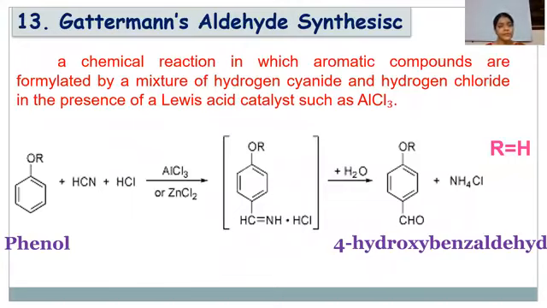Next aldehyde synthesis is Gattermann's aldehyde synthesis. Gattermann's aldehyde synthesis involves formylation of an aromatic compound by a mixture of hydrogen cyanide and hydrogen chloride in the presence of a Lewis acid catalyst, which can be aluminium chloride or zinc chloride. First, there is the formation of an imine intermediate. This imine intermediate undergoes hydrolysis and forms 4-hydroxybenzaldehyde. Remember, by Reimer-Tiemann reaction, 2-hydroxybenzaldehyde is formed. By Gattermann aldehyde synthesis, 4-hydroxybenzaldehyde is formed. In this particular reaction, in case of phenol, R is substituted by hydrogen.